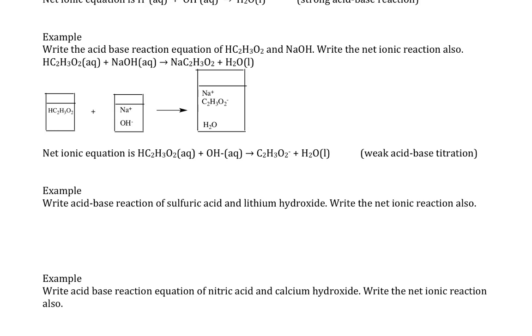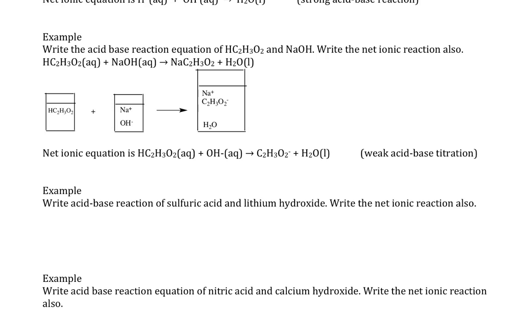Now, what we have in our beakers, we have for the weak acid, most all of it is just the molecule HC2H3O2. Most all of it is that. And in our beaker representation for the base, we have Na plus separate from OH minus. When they combine in our product beaker representation, we have Na plus and C2H3O2 minus in the solution part, and then water is formed.